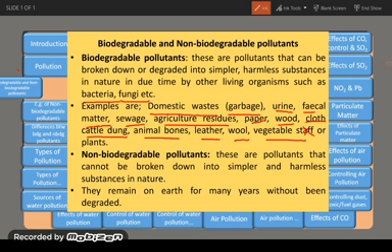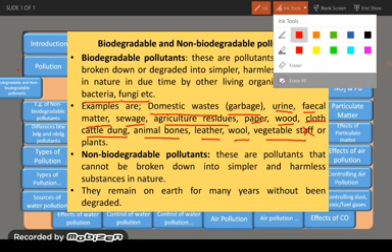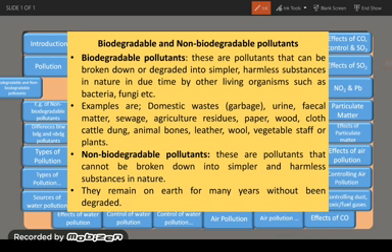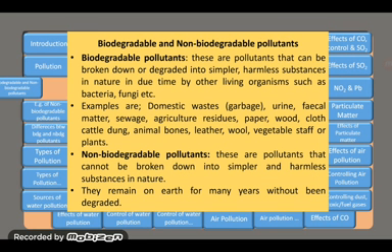The second type of pollutant that we'll be considering is non-biodegradable pollutants. Just like the name implies, non-biodegradable means organisms cannot act on them to cause their decomposition into harmless substances. These are pollutants that cannot be broken down into simpler and harmless substances in nature. So they remain on earth for many years without being degraded.